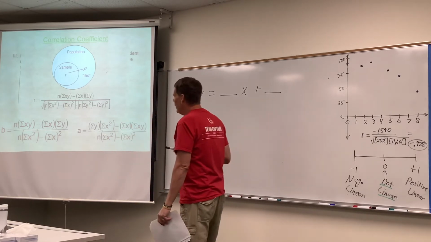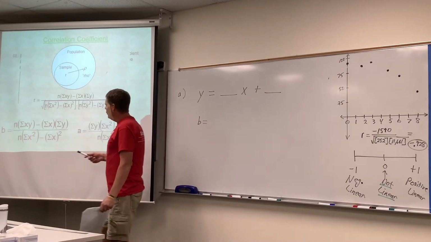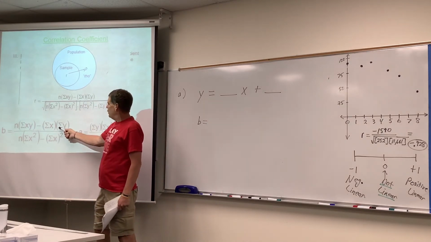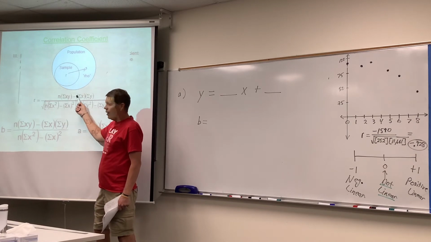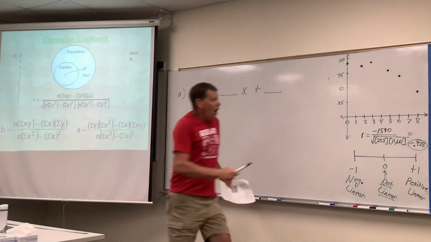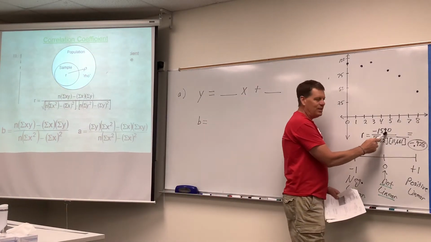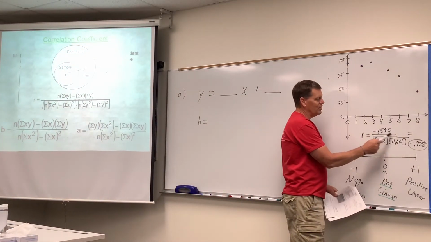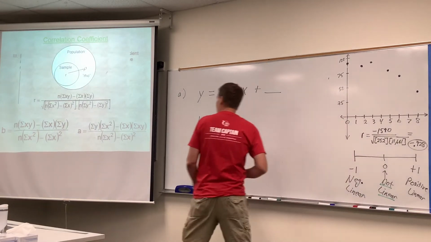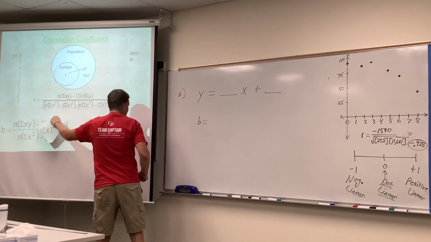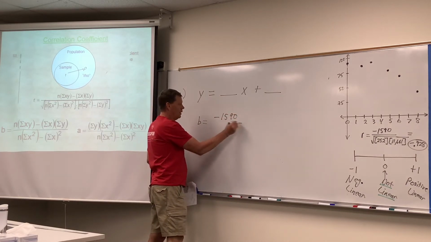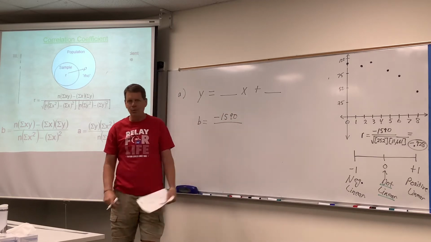Why reinvent the wheel? I would like to point out to you that the numerator of the formula for B is the same as the numerator of R. Wouldn't it be nice if we saved the numerator for R? We did. That's why I did that over here. Remember when I said save these things? This is why. The numerator of R is the same as the numerator of B, so it would be the negative 1590 that we calculated earlier. Yay! Why reinvent the wheel?